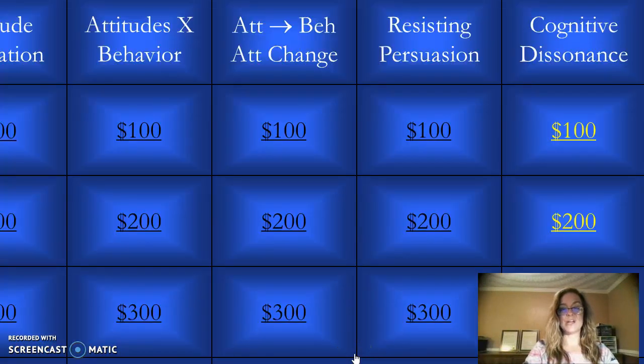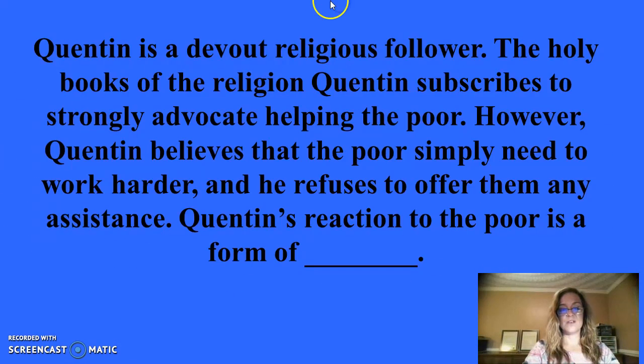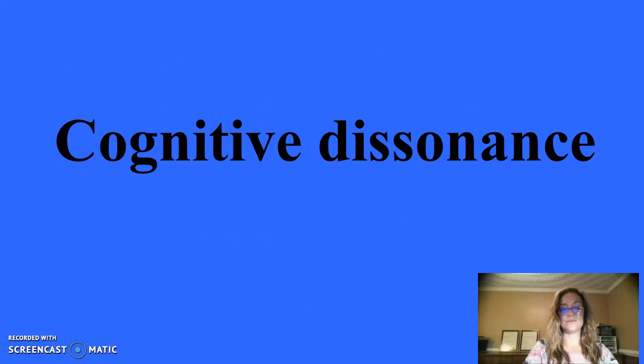And the final category for the attitude chapter is cognitive dissonance for 100. Quentin is a devout religious follower. The holy books of the religion Quentin subscribes to strongly advocate helping the poor. However, Quentin believes that the poor simply need to work harder, and he refuses to offer them any assistance. Quentin's reaction to the poor is a form of what is cognitive dissonance. Cognitive dissonance is an unpleasant state that occurs when we notice that our attitudes and our behavior are inconsistent.